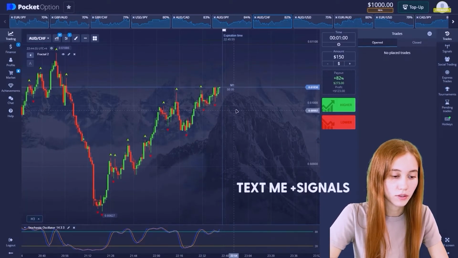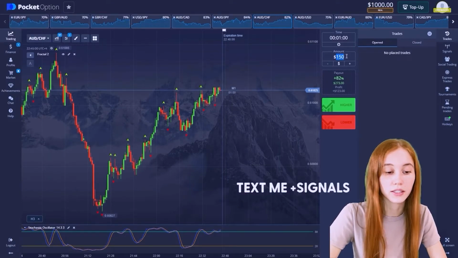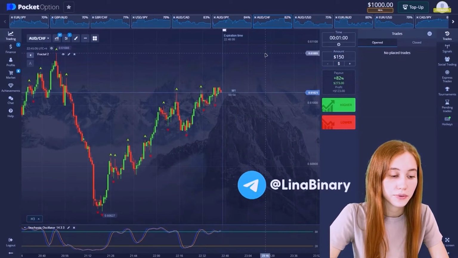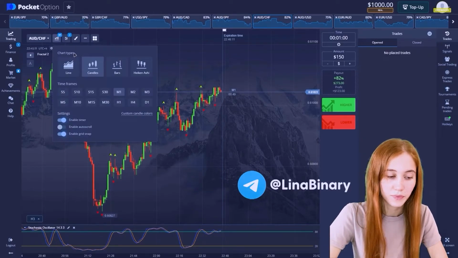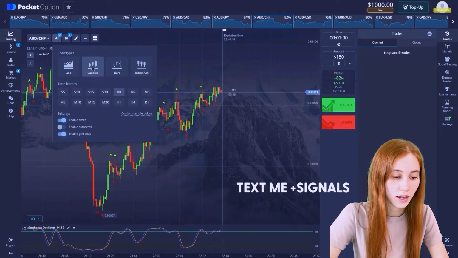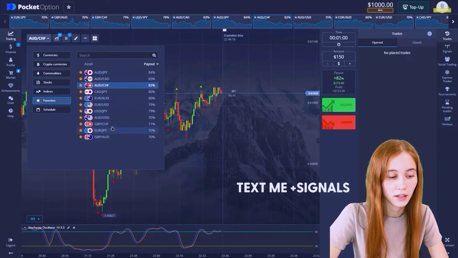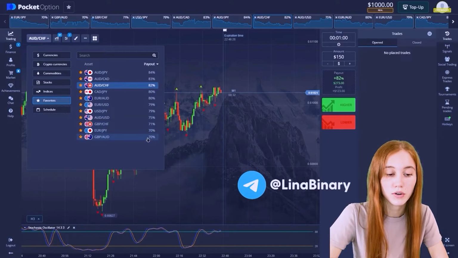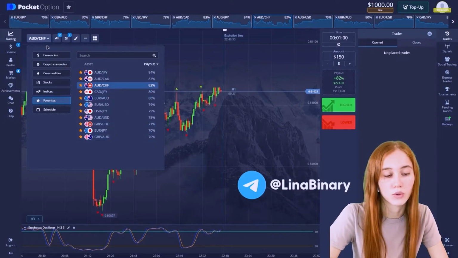And let's set up our workspace. First, we set the deal amount to $150, a little more than 10% of our bank. Also, today we'll trade on minute deals and set a minute time frame and set candles. We'll also trade on currency pairs. I have highlighted the currency pairs where the payout percentage is more than 70%. If the payout percentage is 70%, then on a $100 deal the profit you'll receive will be $70.